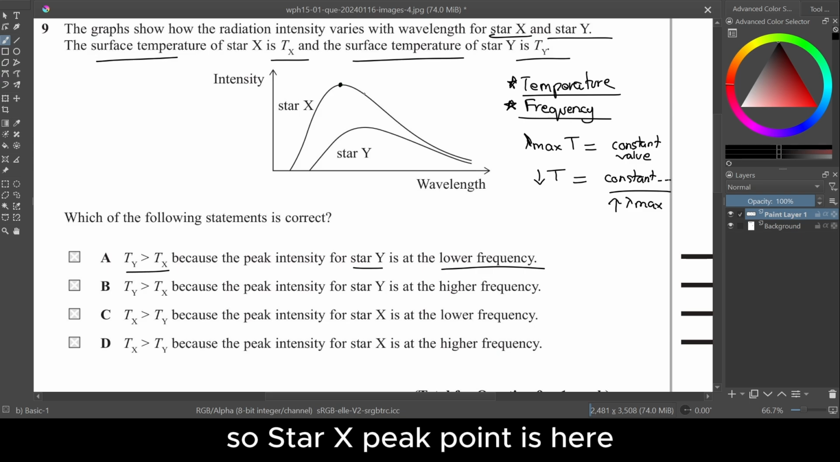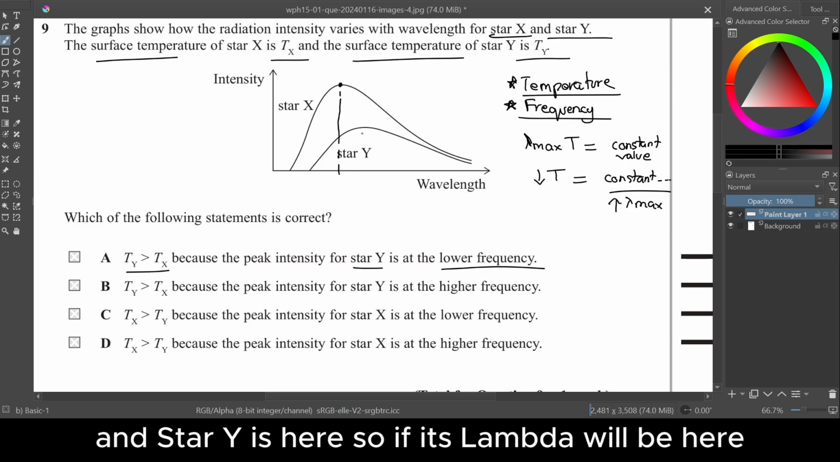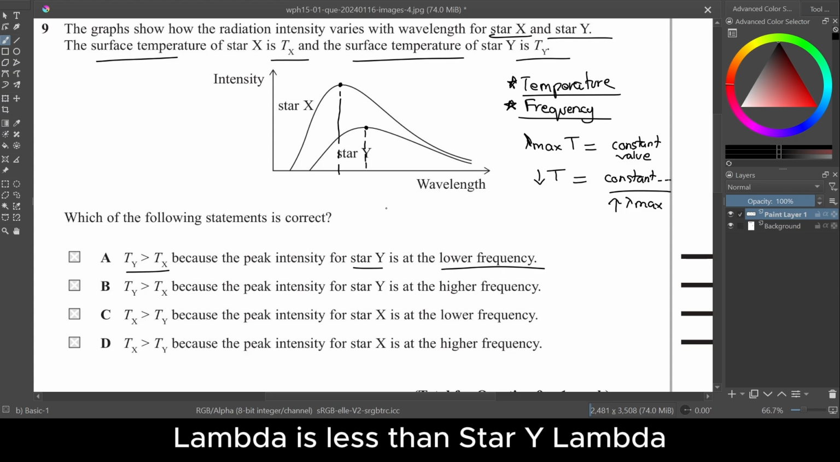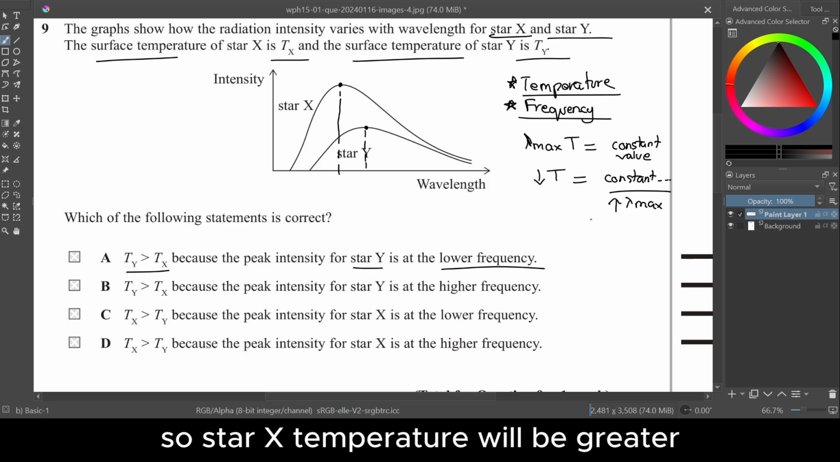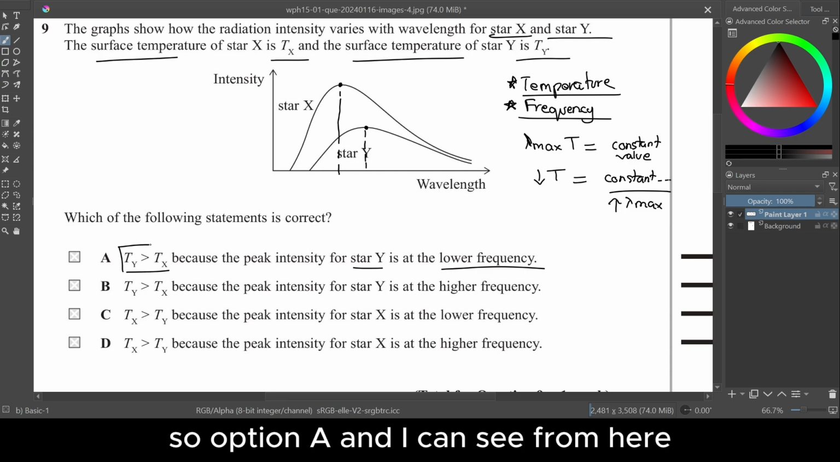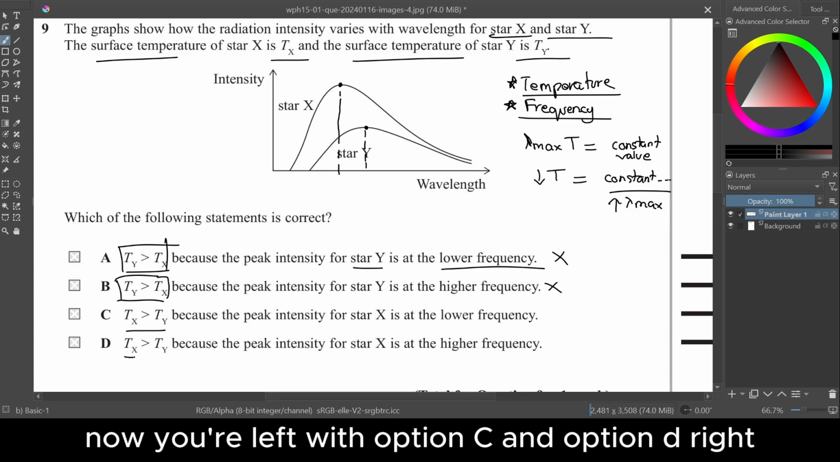So star X peak point is here. If you tally it, it will be somewhere here, and star Y is here. So its lambda will be here. Okay. So you can see from here that star X lambda is less than star Y lambda. So star X temperature will be greater than star Y's temperature. Okay. So option A and I can see from here option B are both incorrect. Now you're left with option C and option D, right?